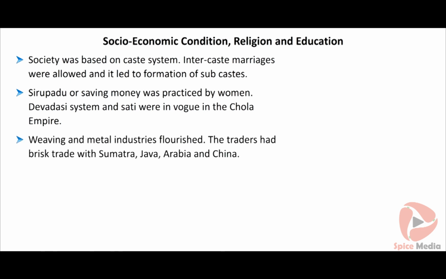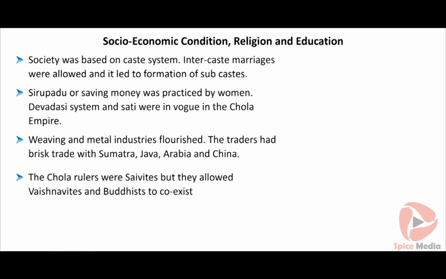Weaving and metal industries flourished. Trade guilds were set up to regulate trade. The traders had brisk trade with Sumatra, Java, Arabia, and China. The Chola rulers were Saivites, but they allowed Vaishnavites and Buddhists to coexist.